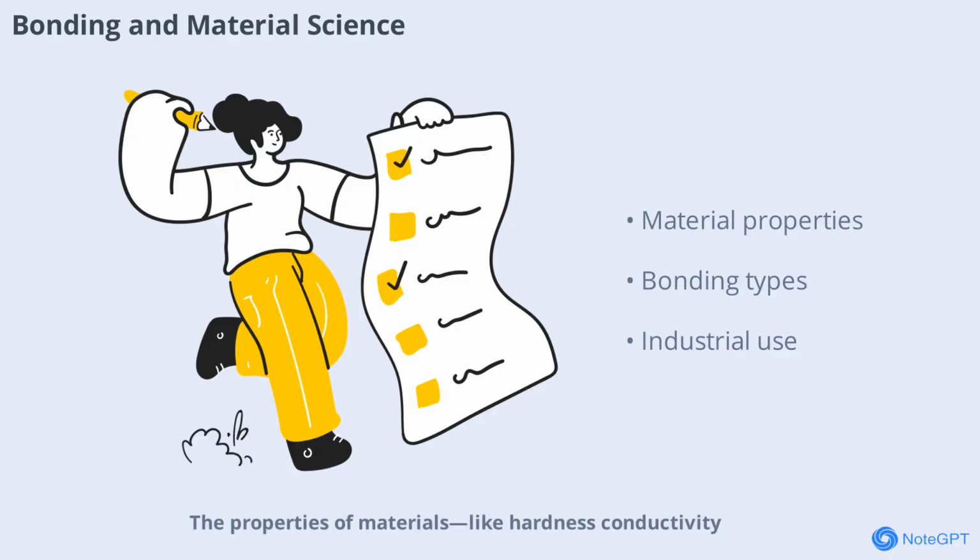Properties of materials like hardness, conductivity, and flexibility are determined by the types of bonds present. Metals, ceramics, and polymers all have different bonding arrangements, leading to their unique uses. Material science relies on bonding concepts to design new materials for technology and industry.